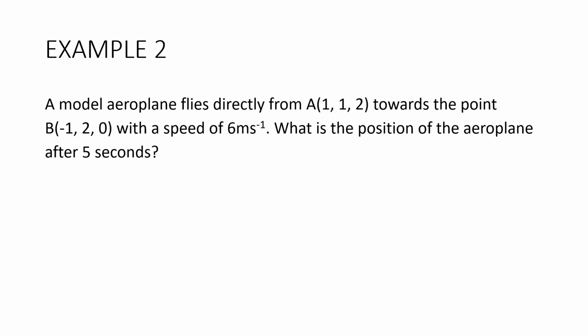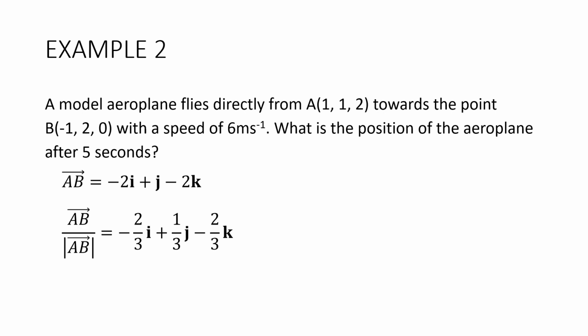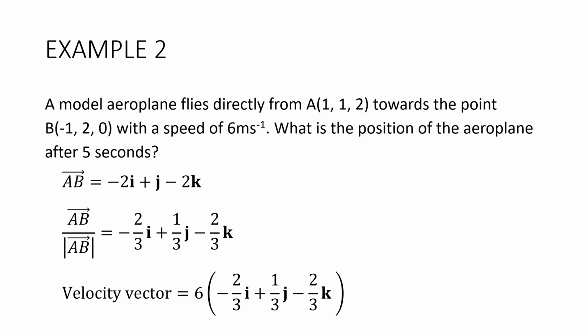Let's look at this example. A model aeroplane flies directly from point A towards point B with a speed of 6 meters per second. What is the position of the aeroplane after 5 seconds? So we are going to start by forming the direction vector AB. And now we're going to form the velocity vector. Firstly, we're going to divide by the magnitude of AB and then multiply by the speed. And so the velocity vector, how far the object moves in one time unit, in this case 1 second, is negative 4i plus 2j minus 4k.